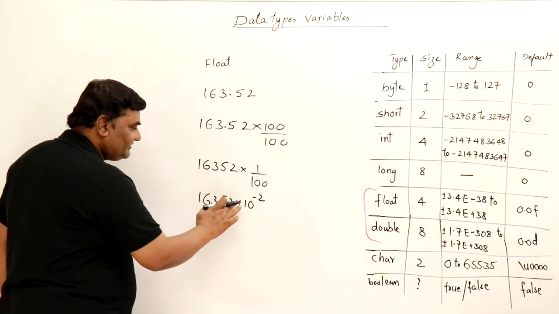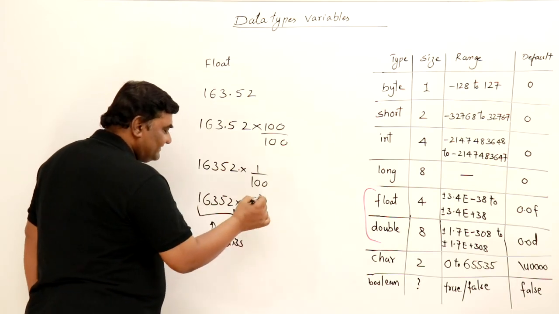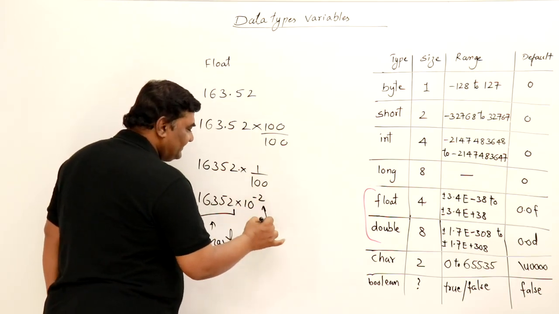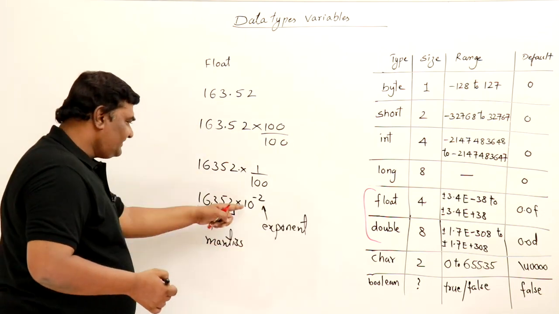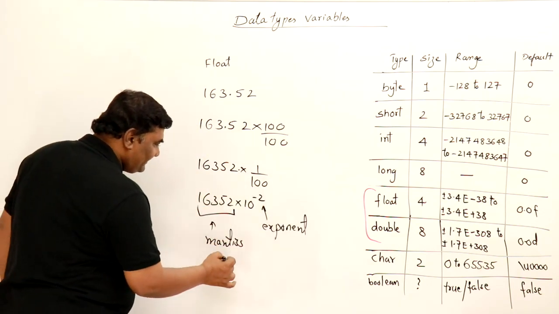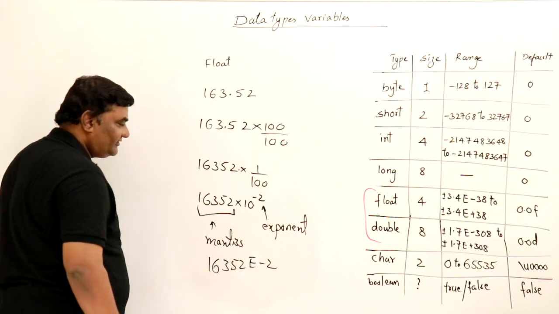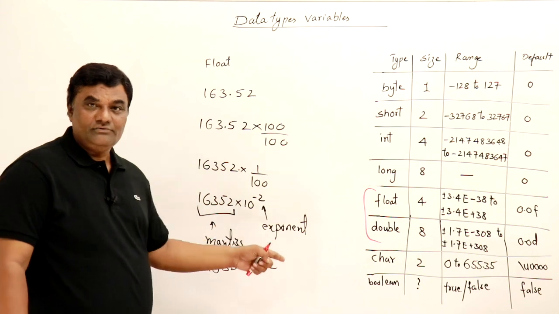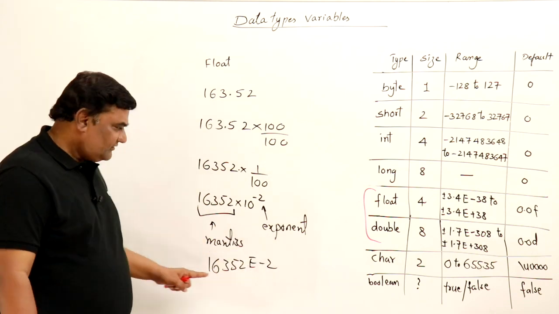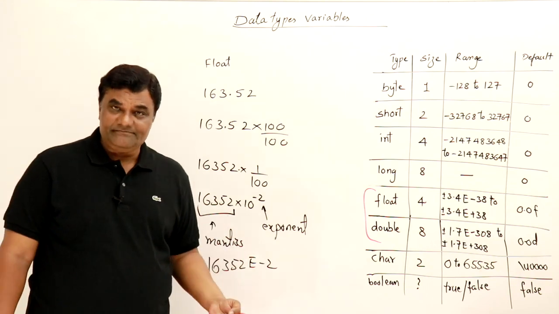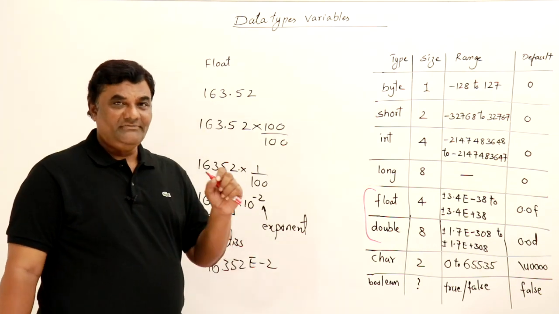In this representation, this portion is called the mantissa, and this portion is called the exponent. The exponent is always 10 to the power, so the 10 is understood. This is also written as 16352e-2, where e means 10 to the power of minus 2. This is how decimal numbers are represented, and it is also called scientific representation. This is just a basic idea of how floating point numbers are stored.